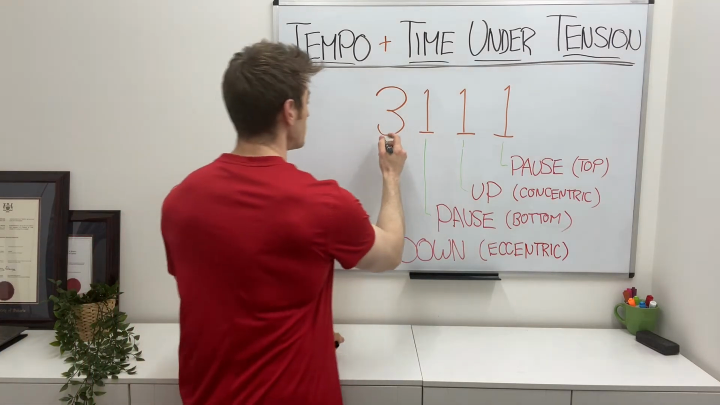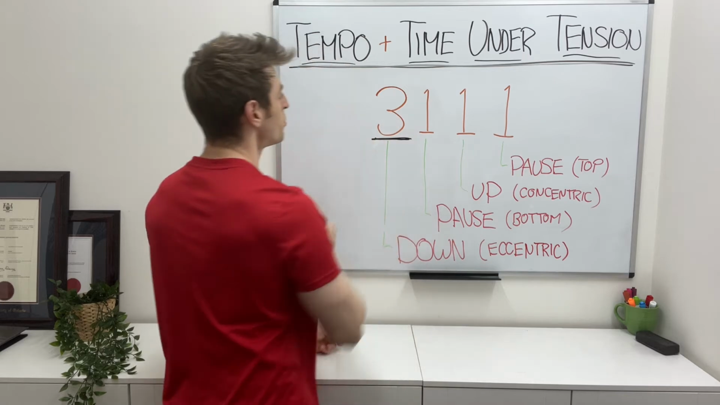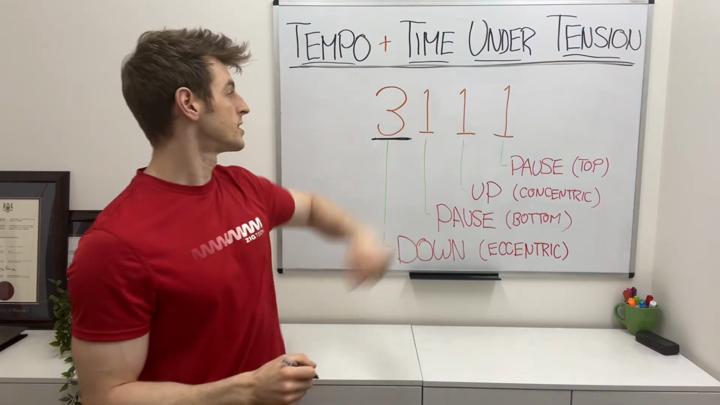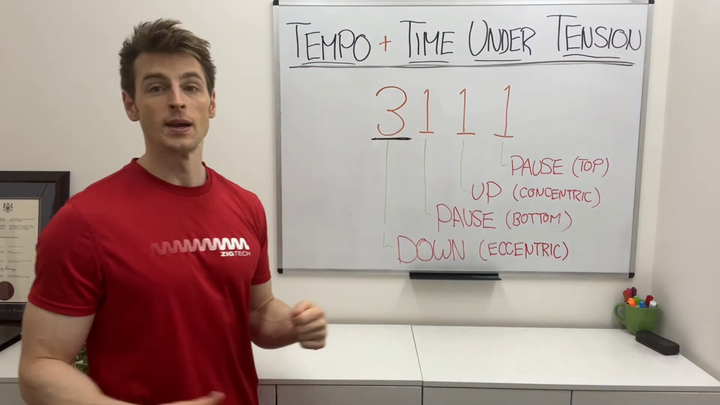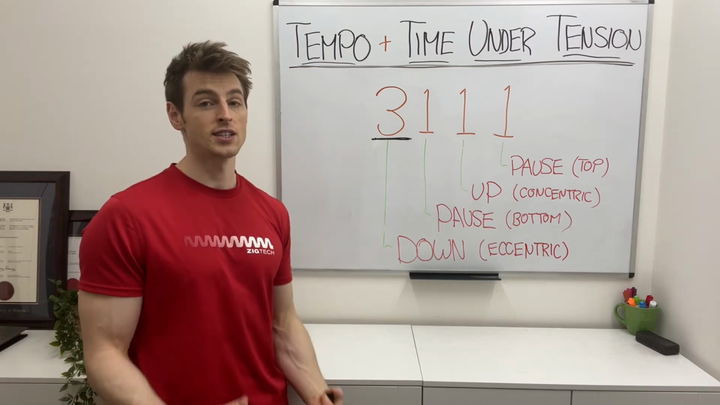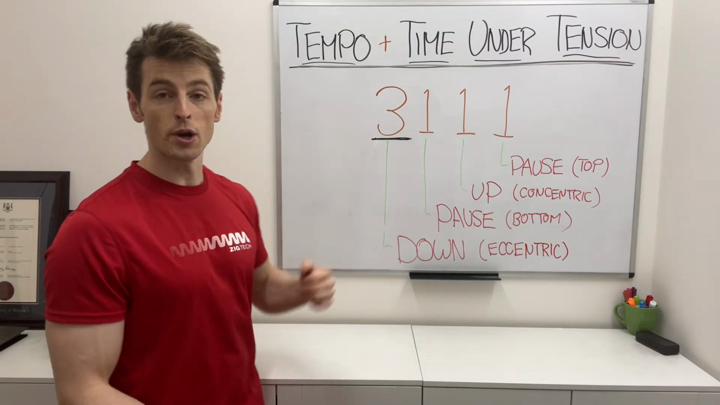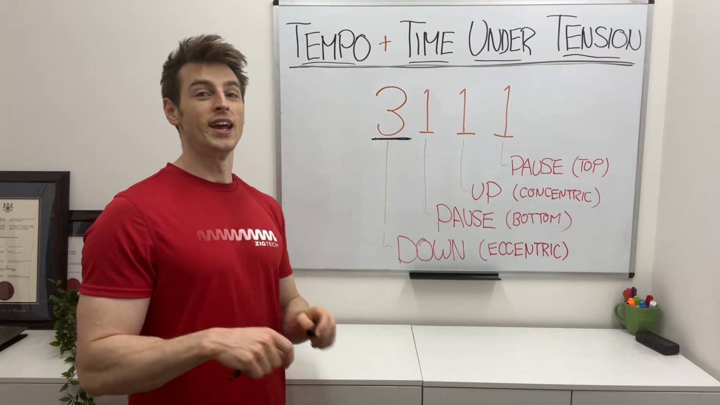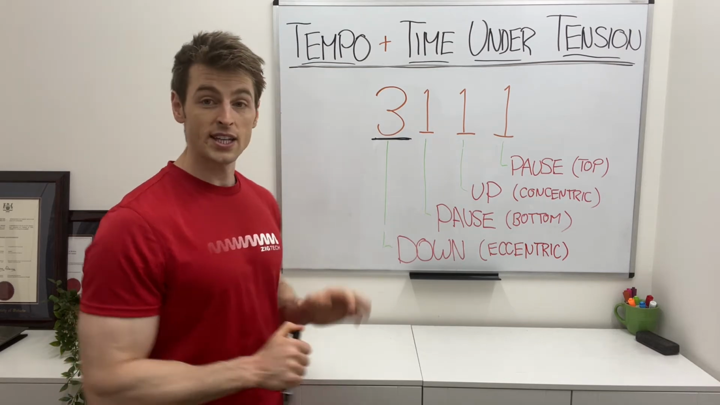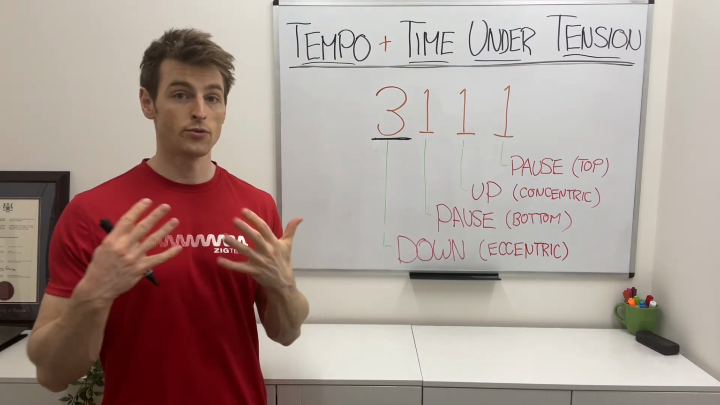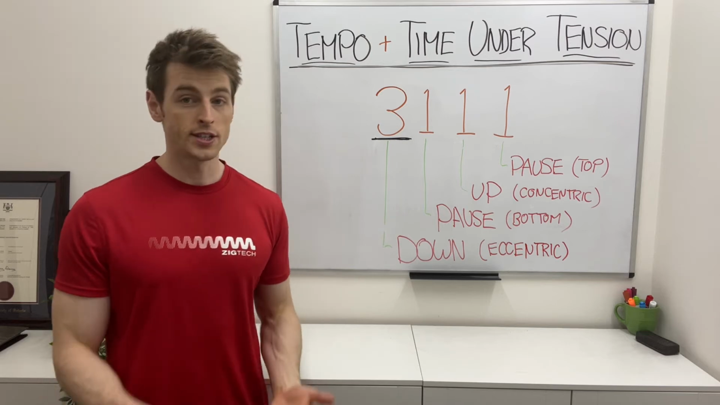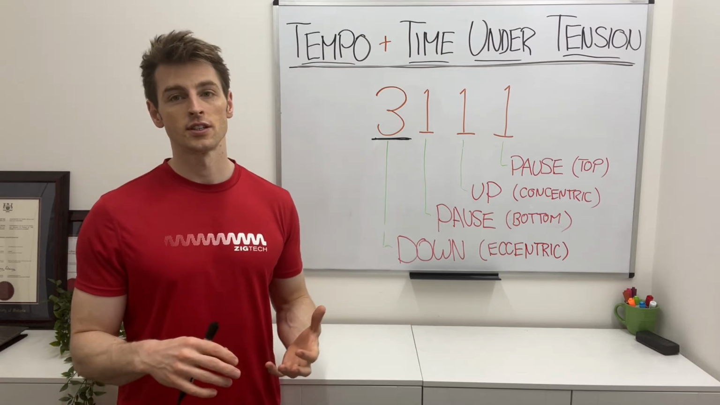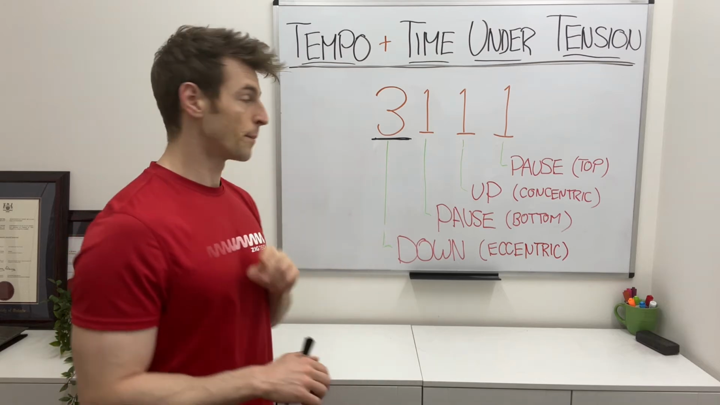So this first number here is extremely important. That's why it's the longest, why it's more than all the other movements. So when it comes to building size and strength, this first number, don't sleep on that one. You don't want to blast through a set. You don't want to do 10 repetitions in 20 seconds, because that means each rep is 2 seconds long.